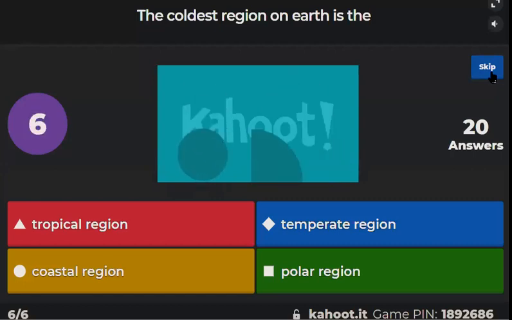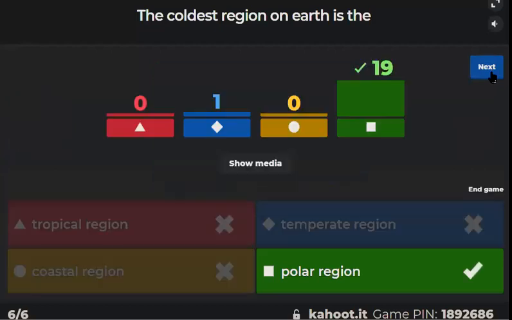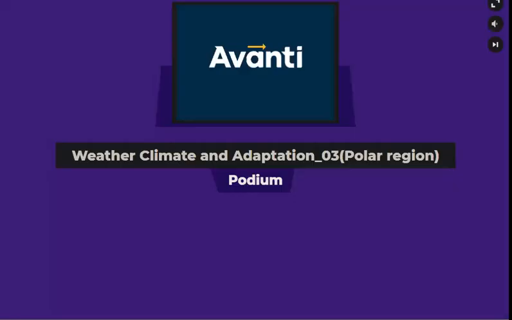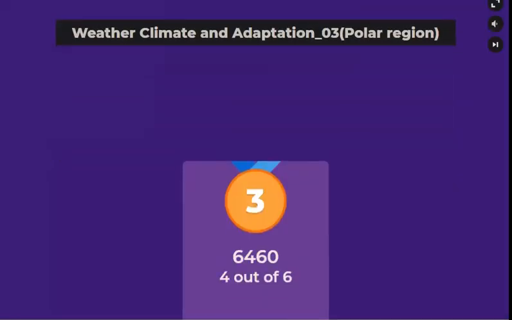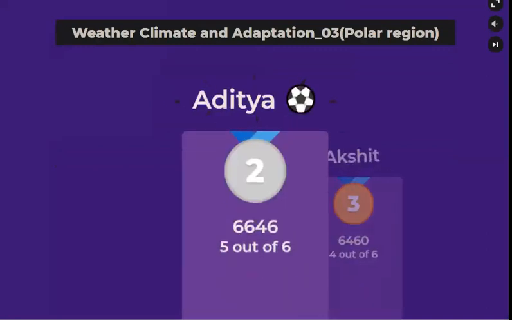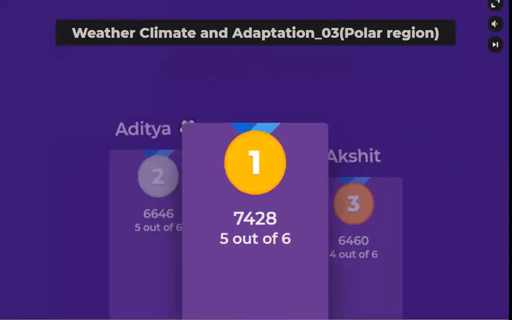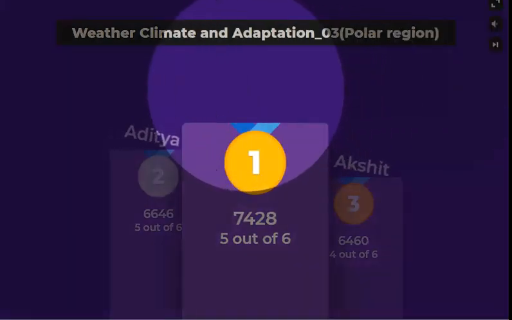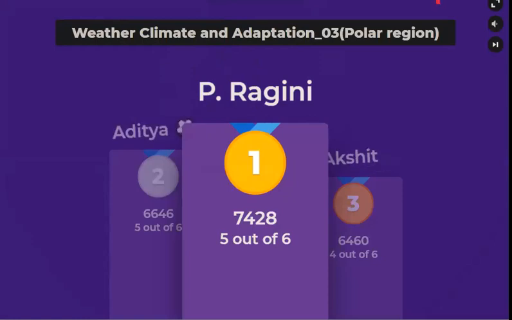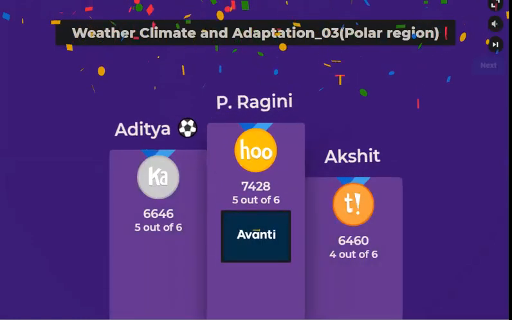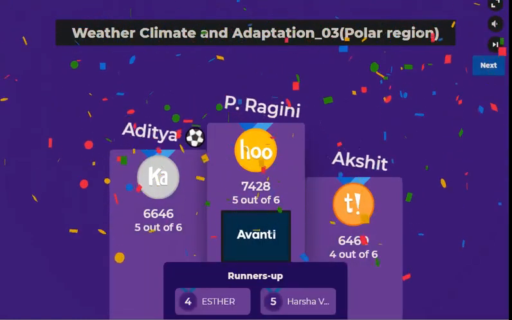Yes, yes. Yes, Devika. Very good, right? It's polar. Okay, let's see the podium. Akshit, third, very good. Second, Aditya, very good. Who is the first? Ragini, very good. Runner up, Esther and Harsh. Very good, Esther. Very good, Harsh.